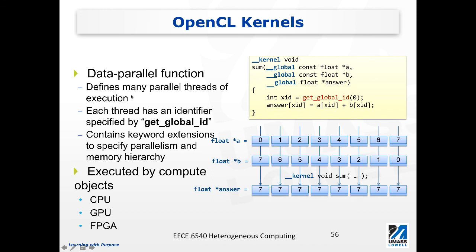Each kernel defines many parallel threads of execution, and each thread can use this get global ID to get its own identifier, which can often be used as an index to the data set. It also contains kernel extensions to specify parallelism and memory hierarchy. For example, in this case, we want to say that vectors A, B, and answer are all global memory vectors or global memory buffers. And the kernel can then be executed by different compute units, for example, CPUs, GPUs, and FPGAs.